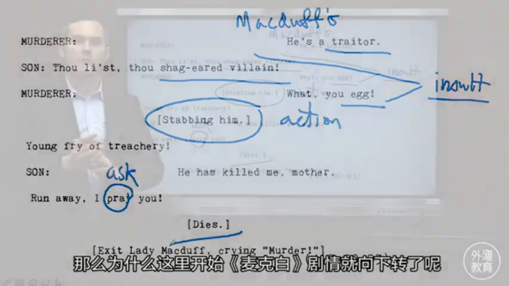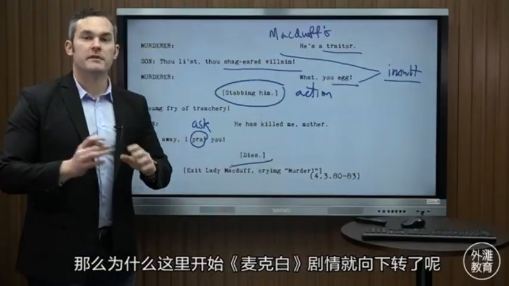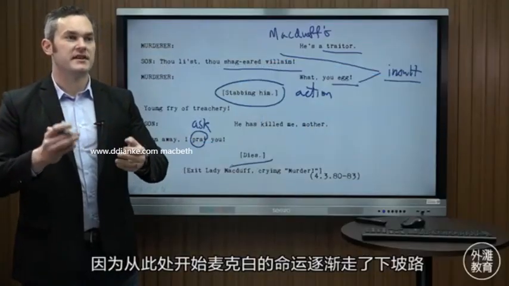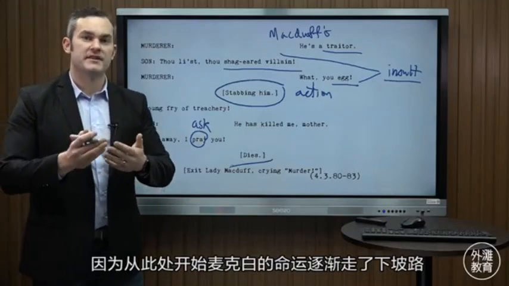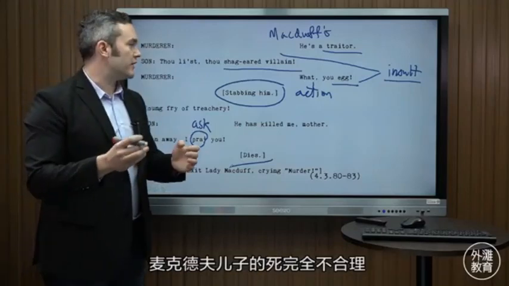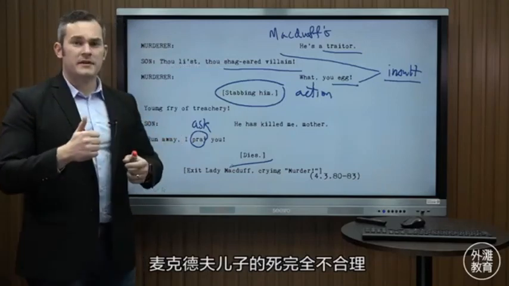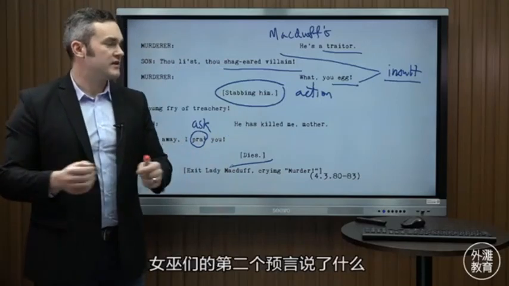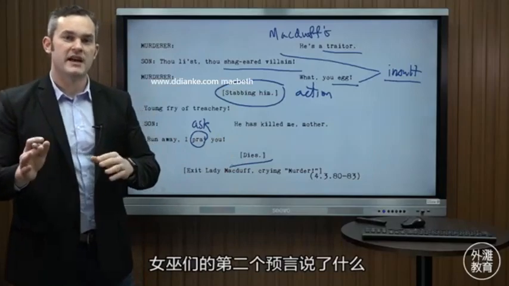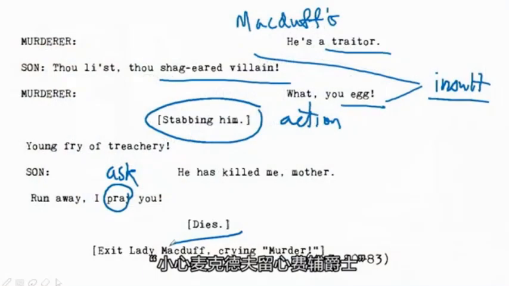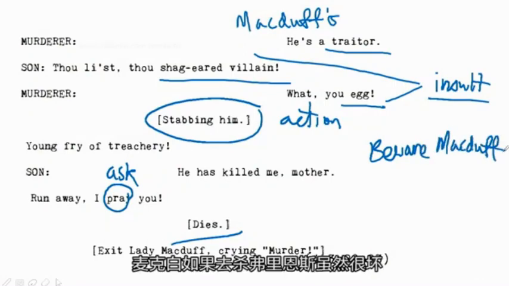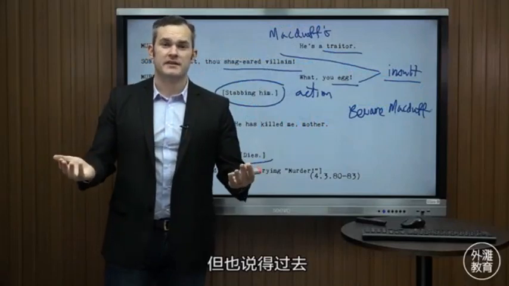Now, why is this a moment of the falling action in Macbeth? Well, it's a moment in the falling action because this is an important step in Macbeth's downfall. We mentioned earlier that the murder of Macduff's son doesn't make any sense because what does the witches' second prophecy say? It says, beware Macduff.